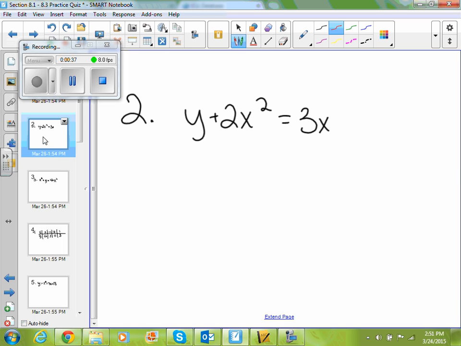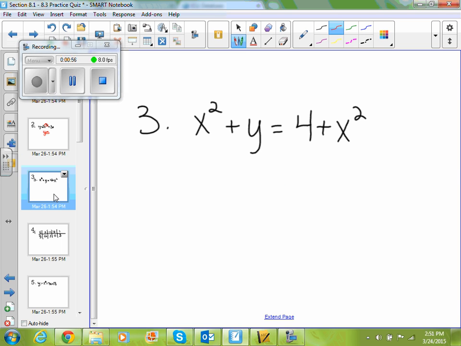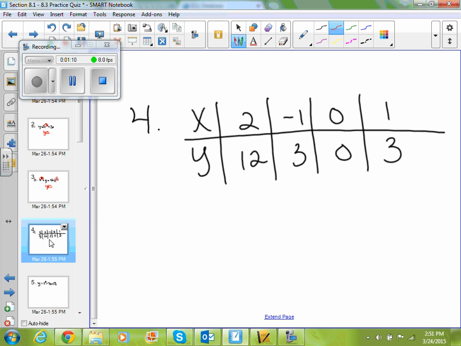Alright, then on numbers 2, 3, and 4, we're determining whether a graph or the function is a quadratic. How do I know if a function is a quadratic? It has to have an exponent of 2. So this has an exponent of 2, so yes. Okay, if I look at number 3, does number 3 have an exponent of 2? Yeah, that's 2 of them. They're both yes.